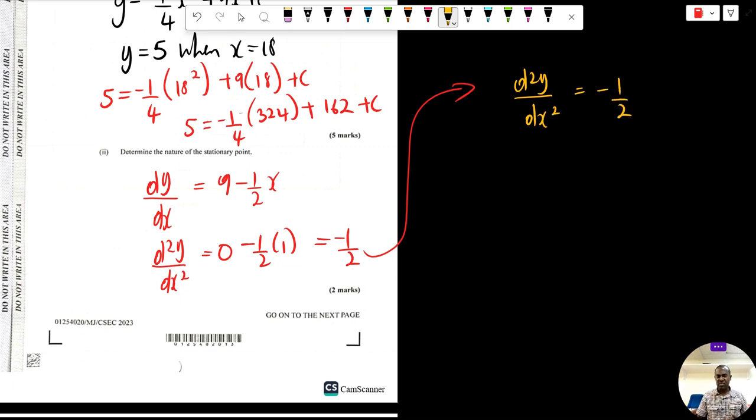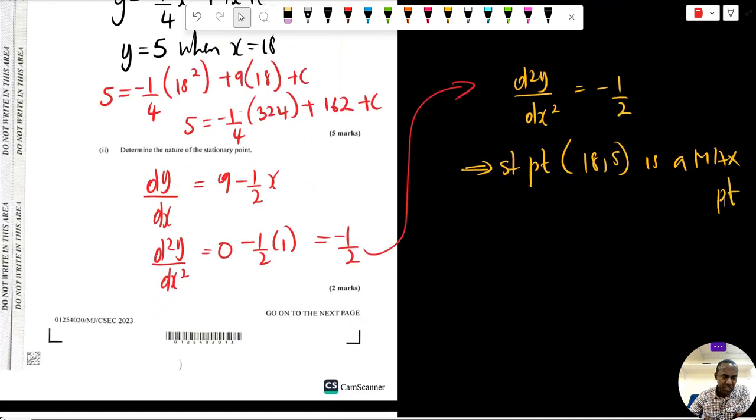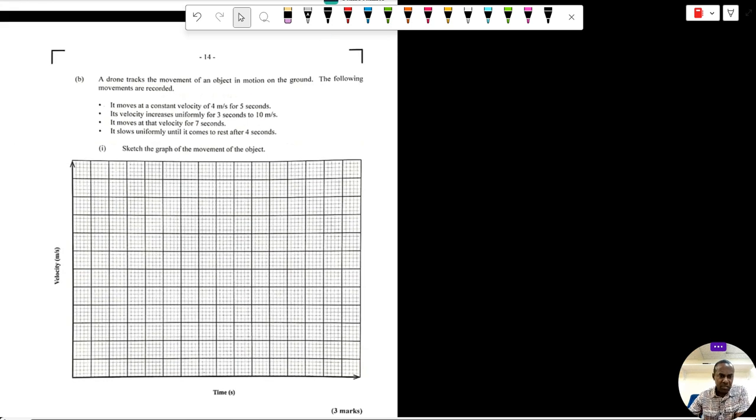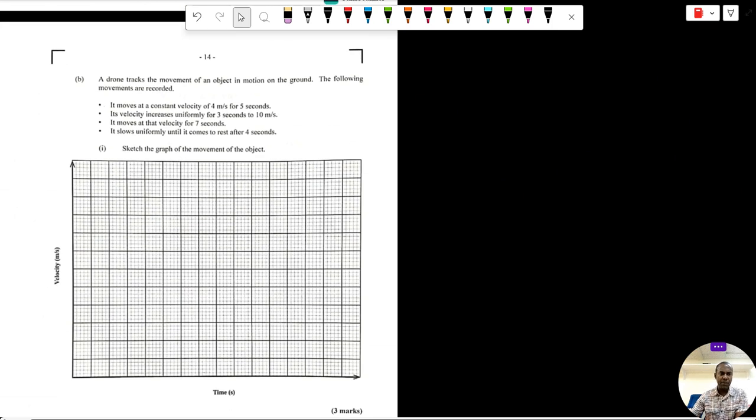And therefore, what this tells us is that the stationary point is indeed a maximum because the second derivative is always negative. So because the second derivative is always negative, it means that the stationary point, which of course is the point (18, 5), is a maximum point. And that is the nature of the stationary point. All right. So that was part 2 of part A. Let's move on to the next part of the question, which has a graph. So that part is complete. Now let's look at part B.